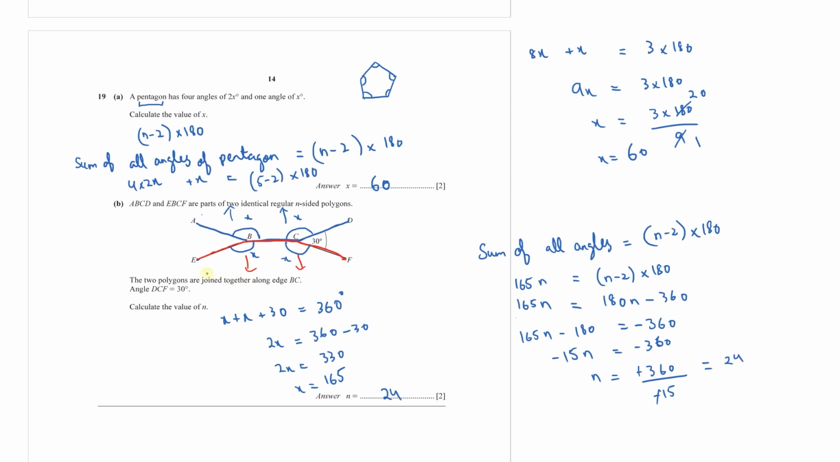So both these polygons have 24 sides, and since they are regular polygons, all sides and all angles are equal, and each angle is 165 degrees, which is x here. We used that to find the value of n. So n equals 24.